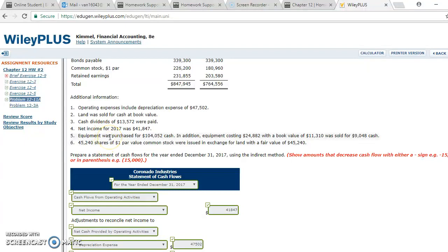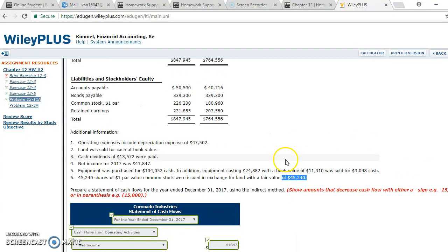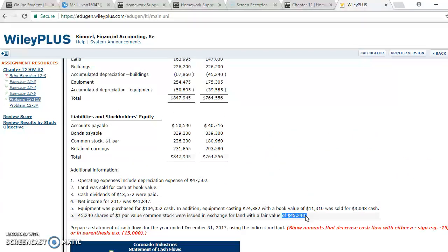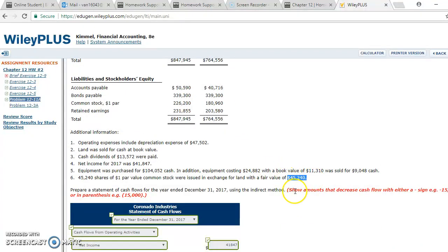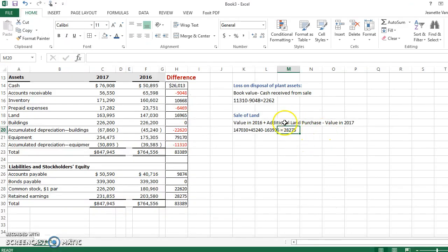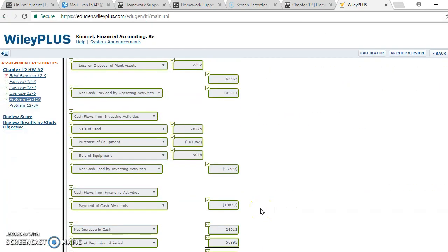Excuse me, I'm looking for the other value for the land. Sorry about that. So the other value for the land was right here. We ended up purchasing that land with shares of common stock. But we did purchase land worth $45,240. So all the information we need to complete that is contained right here, between land for the 2 years and the value of the additional purchase of land right here. So that's going to get you the $28,275. And let's move on.